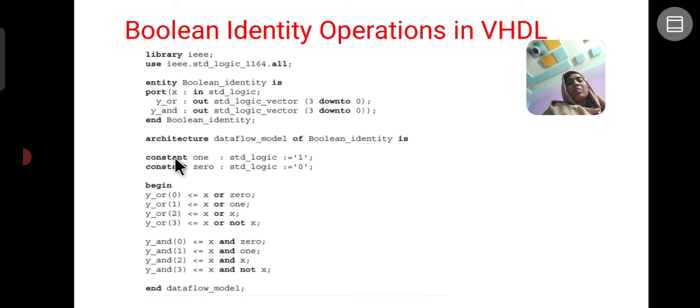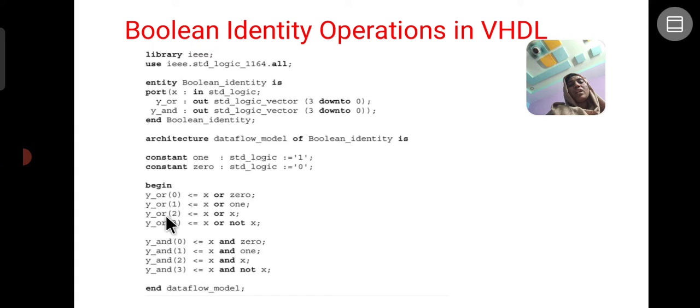So this is how we can define a constant in VHDL. Any constant starts with the keyword constant, followed by the constant name. Here the constant name is 1, colon, type. So 1 is of type STD logic, and the value of 1 is equal to 1. And 0 is the name of the other constant, the value is 0. So here we have to define our concurrent statements.